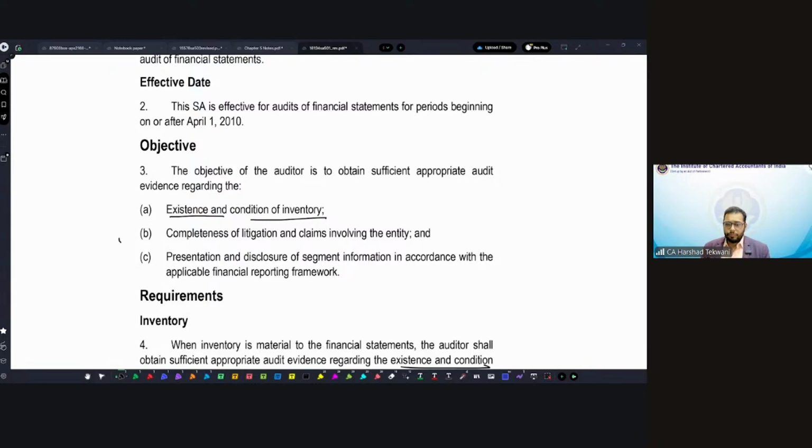Sir, can you repeat the question? So the question is, how can you audit the completeness of the litigations and claims? Okay, Manish, very good.